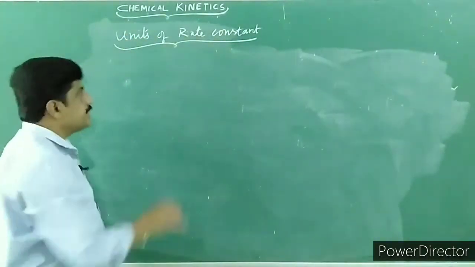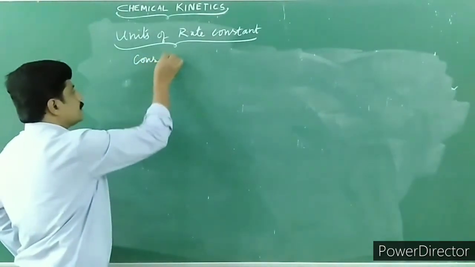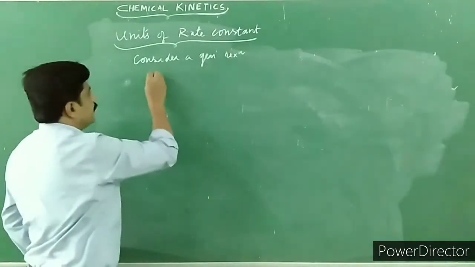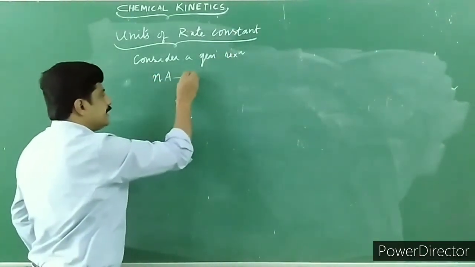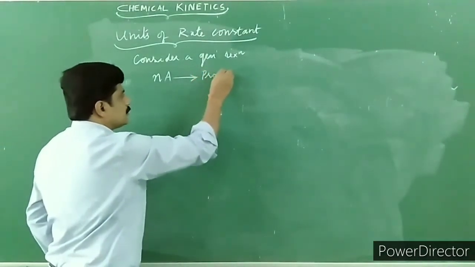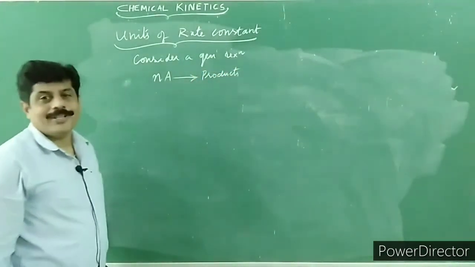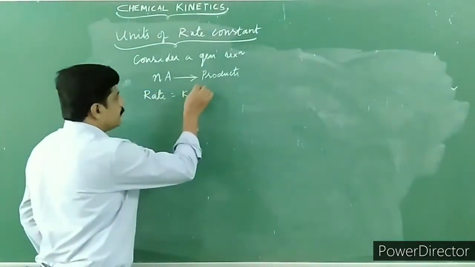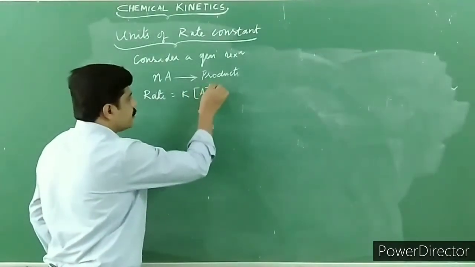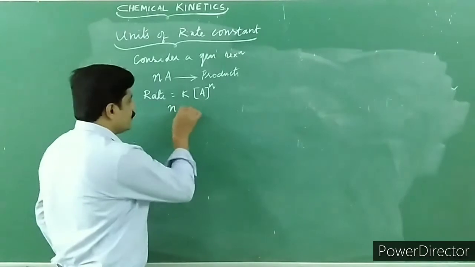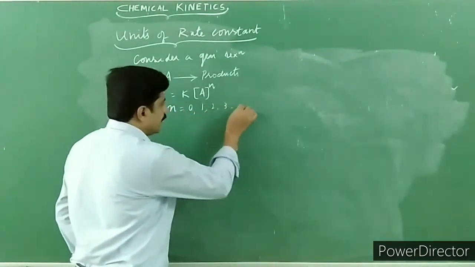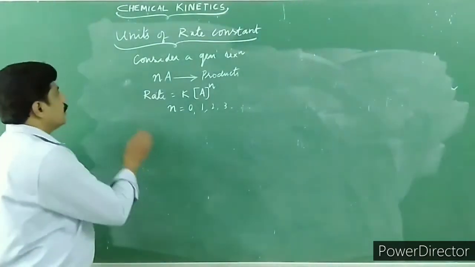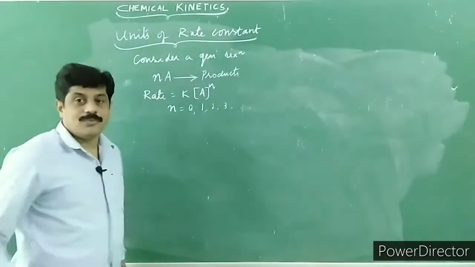Children, let me consider a general reaction wherein A is getting converted into products. Now, how do I write the rate law expression? Look at here. Rate is equal to K into molar concentration of A raised to n, where n is equal to 0, 1, 2, 3, etc. That is what the order is. Is it not? Children, let me find out the unit of rate constant one by one.